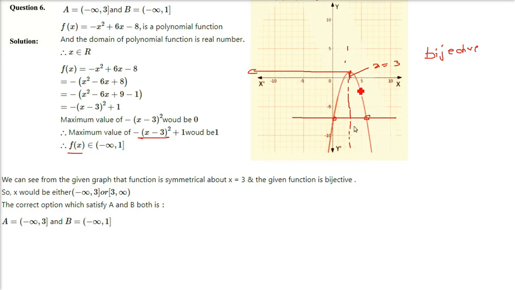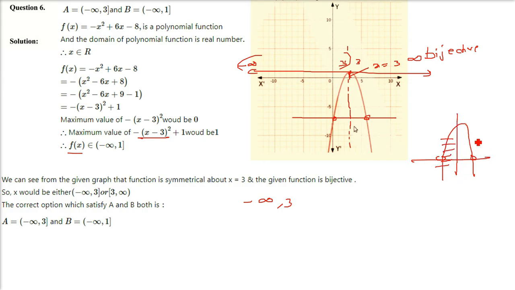Either you will take one portion, the left-hand side half or the right-hand side half. That is from 3, either you take negative infinity to 3 or you take 3 to infinity. It's okay. But you cannot take this whole graph because this is not a bijective function. The question is clearly saying it is bijective. Because of the horizontal line test, this graph is going to fail. So either you can take this portion or that portion. I'll take just one portion, and it will pass the horizontal line test.